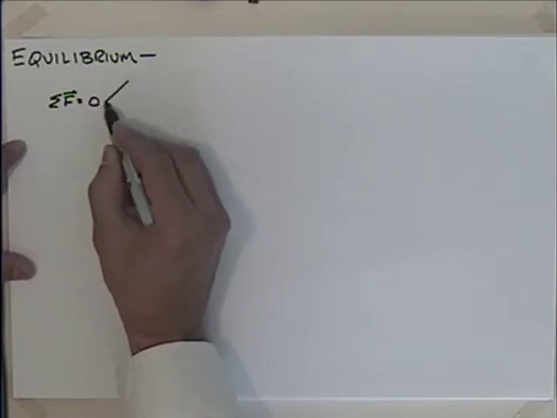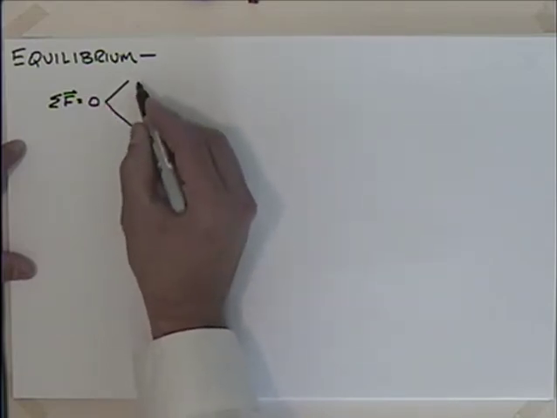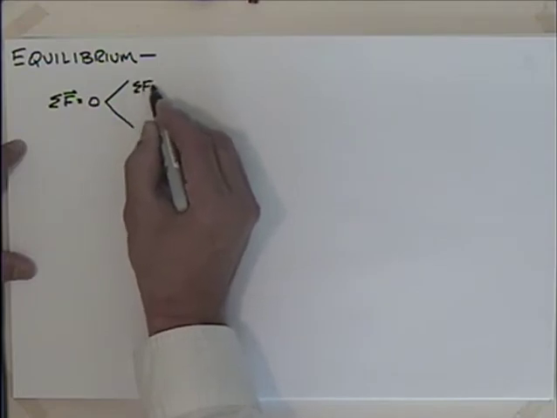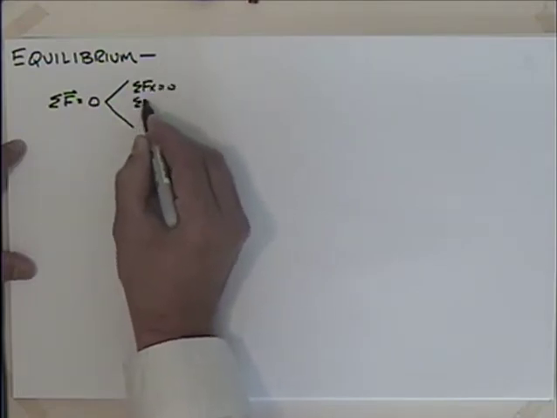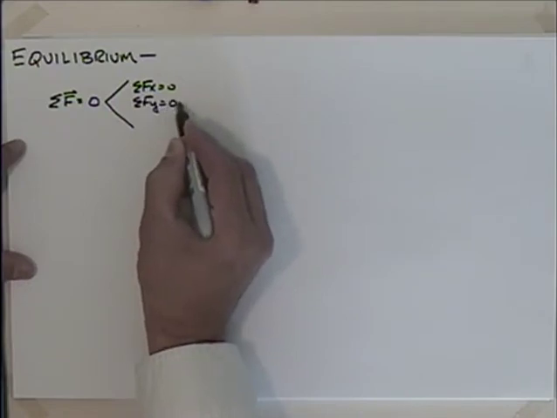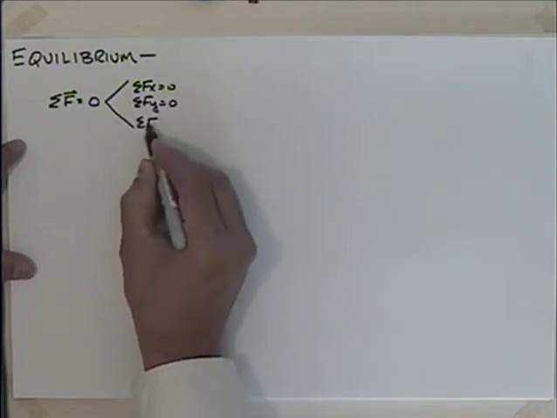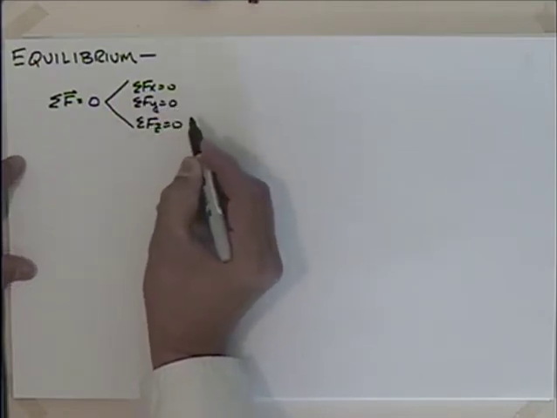And we could then expand this and look at the typical coordinate system. The sum of the forces in the x is equal to 0. The sum of the forces in the y is equal to 0. And the sum of the forces in the z direction is equal to 0.